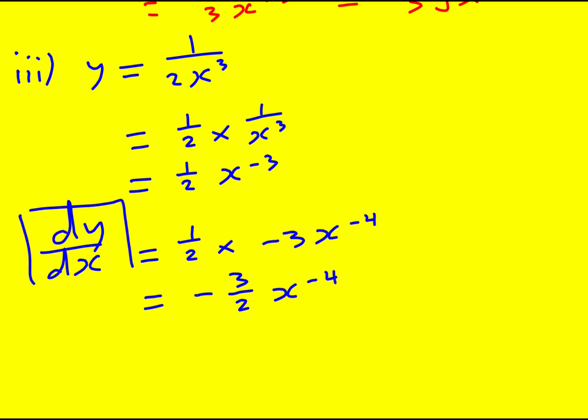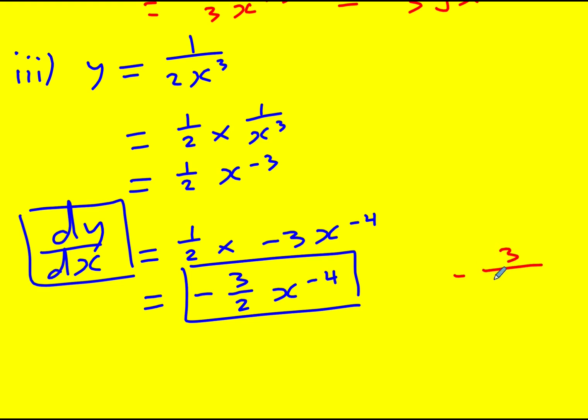Personally, I think, again, that is absolutely fine. You could instead write it as minus 3 over 2x to the 4, which looks pretty neat. Both are okay.